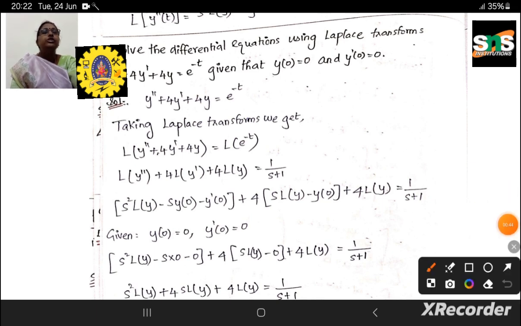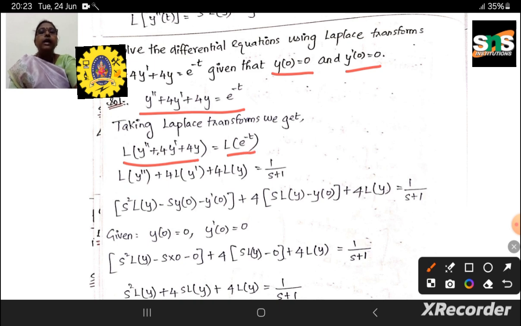Solve the differential equation using Laplace transforms: y double dash plus 4y dash plus 4y equals e power minus t, given that y of 0 equals 0 and y dash of 0 equals 0. First we write the given equation and take the Laplace transform on both sides. After this we can separate the functions.